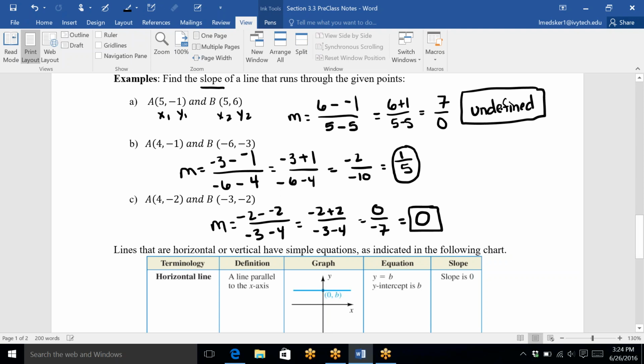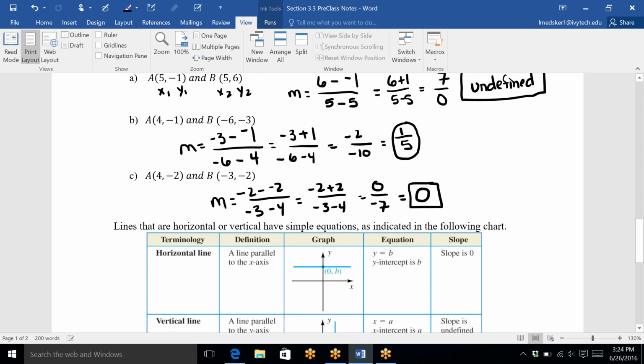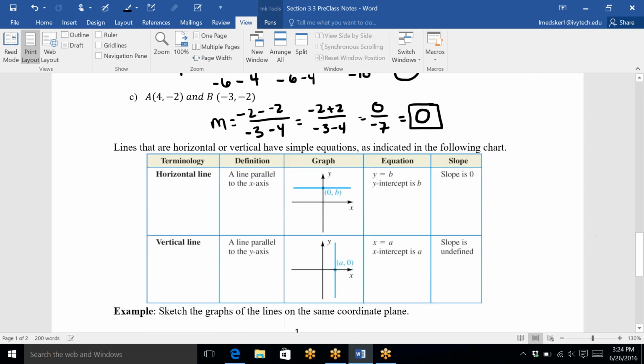Otherwise, I don't know if you know the difference between undefined and 0. Undefined and 0 are 2 special cases. They have to do with these two. A horizontal line has slope of 0, and a vertical line has undefined slope.